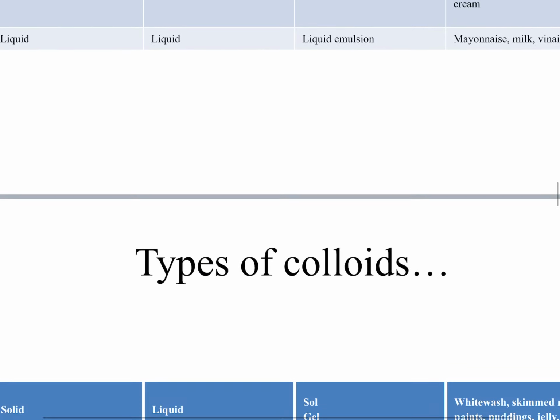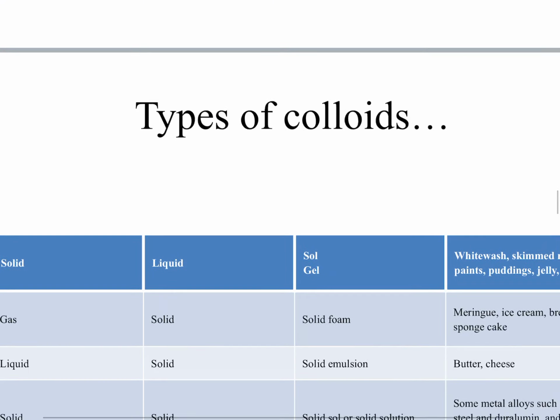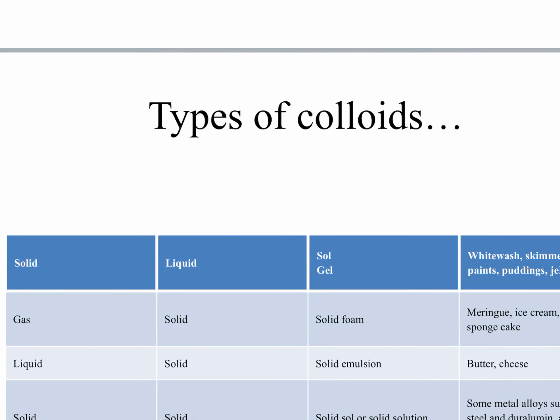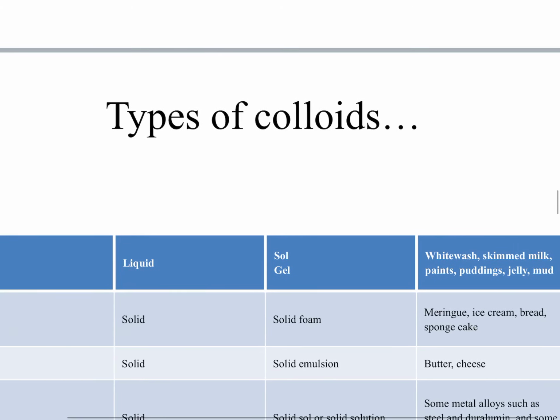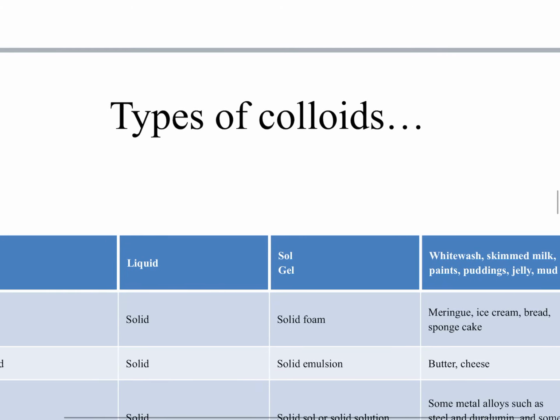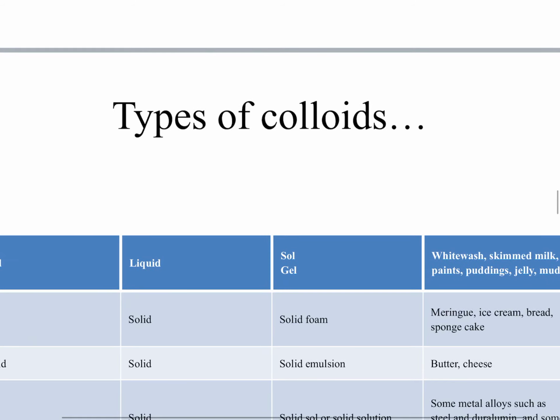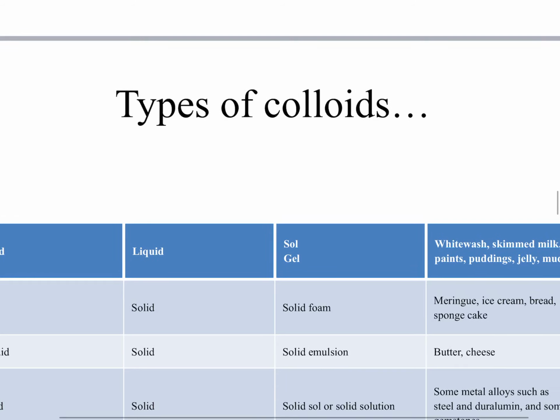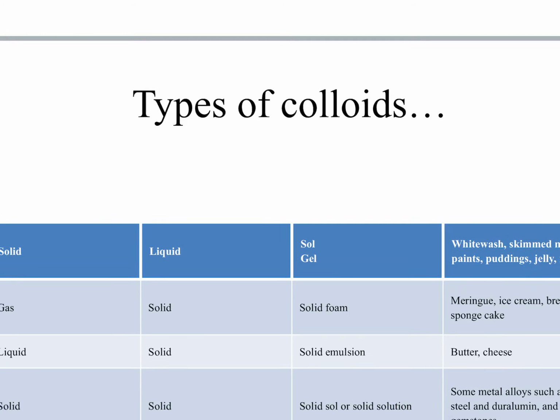Next we will see solid in liquid, solid dispersed in the liquid. It's called sol or gel. Your skimmed milk, paints, pudding, jelly, whitewash, all these are examples of solid in liquid.